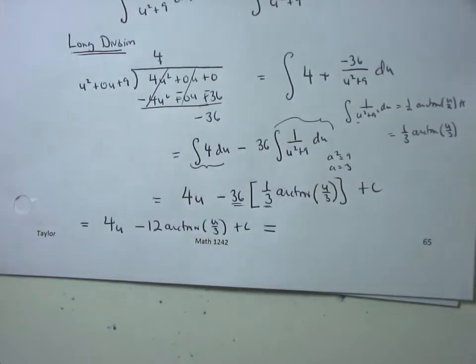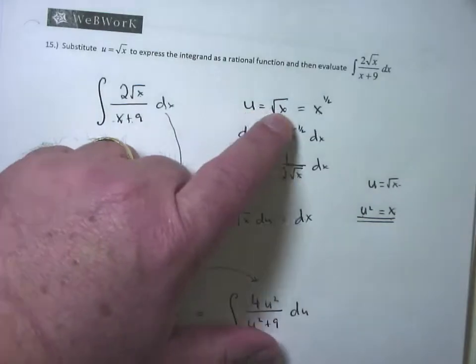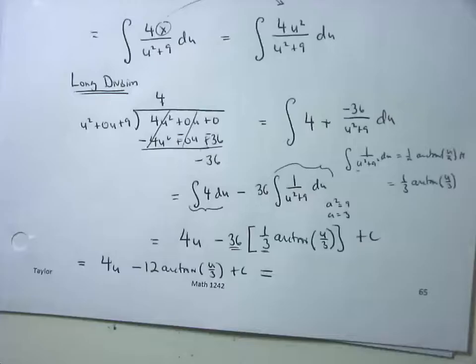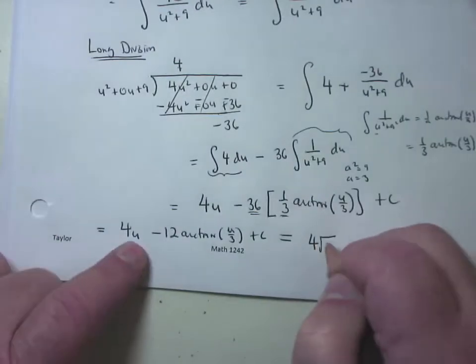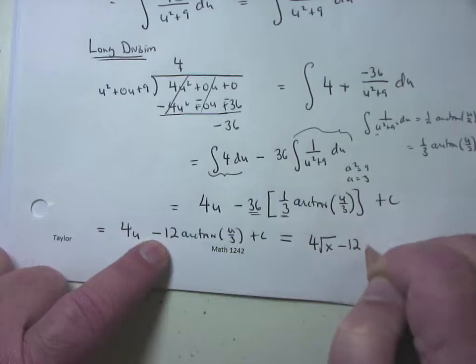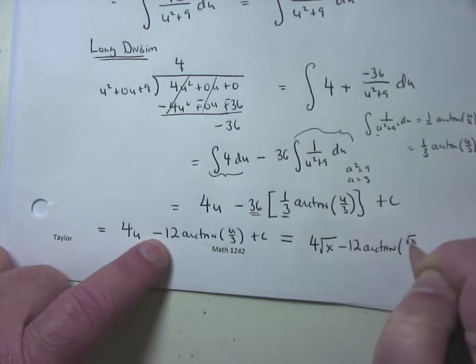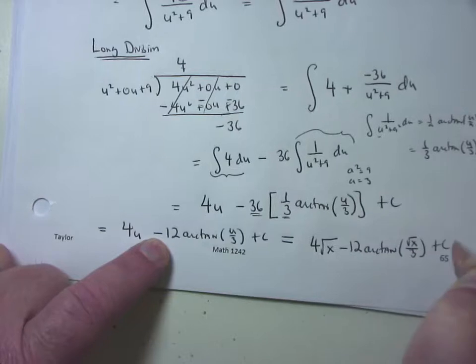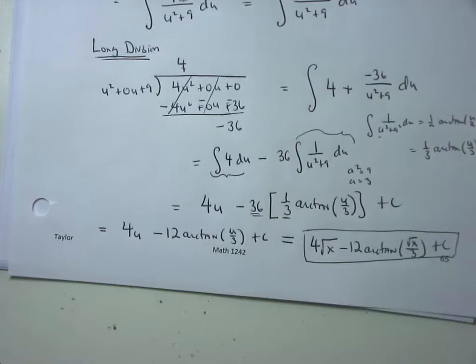But what's that equal to? Remember, what was the original problem? Oh, yeah. It was way back up here, which was in terms of x. That means my answer needs to be in terms of x. What was u equal to? Square root of x. So the answer to this problem is going to be 4, replace u with the square root of x, minus 12 arctangent of u, which is the square root of x, divided by 3 plus c. And there is my resultant.